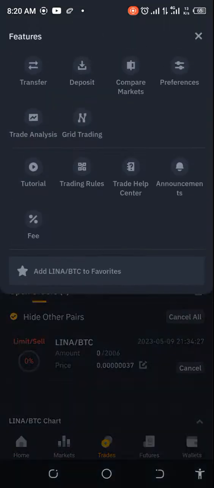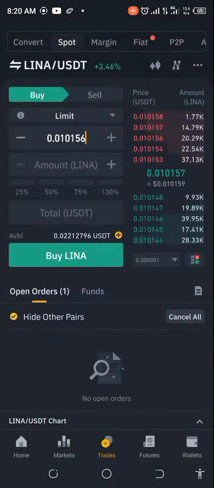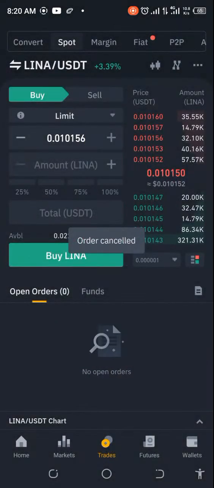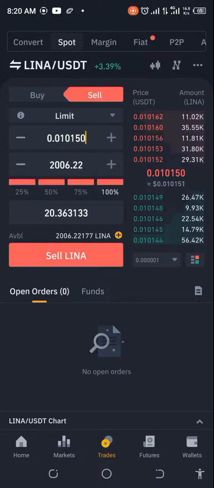Let me go and check what's happening to Lena USDT. Has it gone up? It looks like it's gone up. Let's go ahead and get this sold back, right? So let me cancel this, okay? Let's go ahead and cancel, and then let's check what we can make, all right? If this is possible, let's see. We will make some good money. So let's get this sold. 1, 2, 3, go.